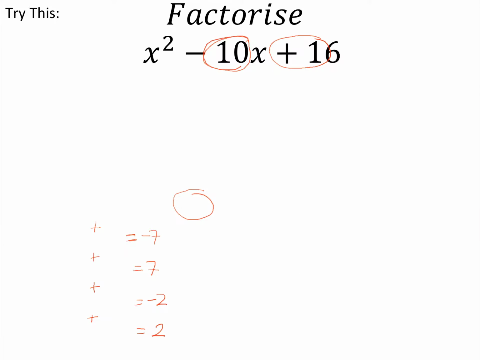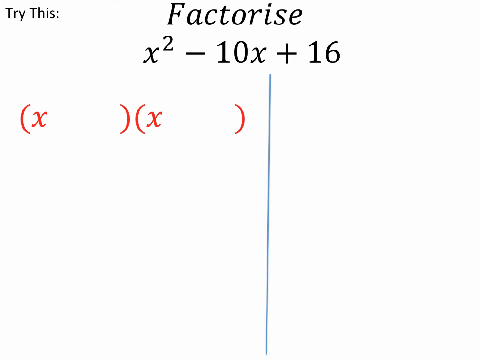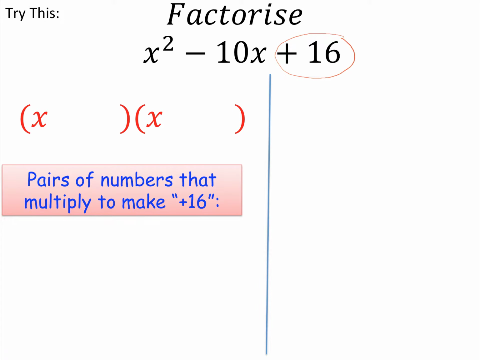Now let's look at another example. You can pause this video, try and have a go at this example, and then come back and look at my solution. Alright, so let's have a go at this. The first step is our two brackets with our x's in them. Our second step is we look for pairs of numbers that multiply to give us positive 16, right? To give us positive 16.